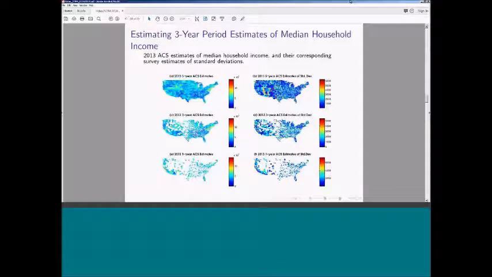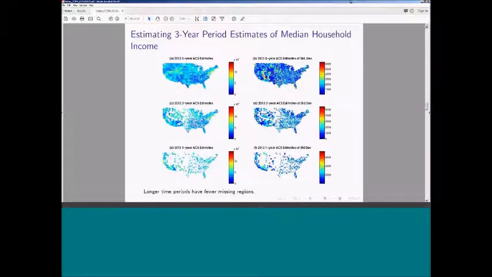So if you look at the 3-year period estimates of median household income, these are the 2013 ACS estimates along with their corresponding survey standard errors. So you have the 5-year period estimates and the 3-year period estimates and the 1-year period estimates on the left-hand side, and then their associated standard errors.